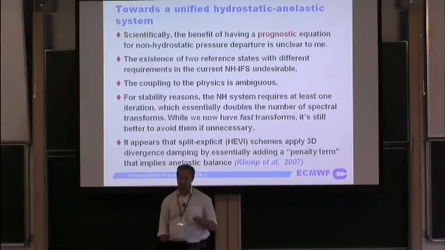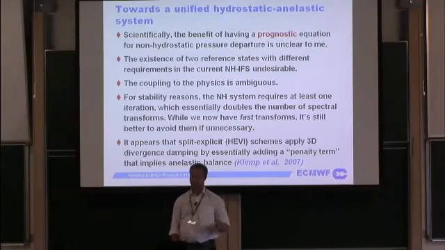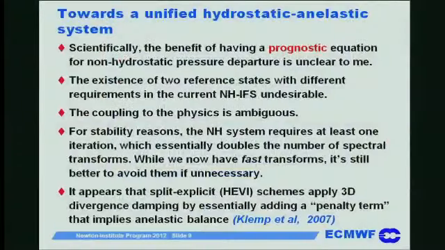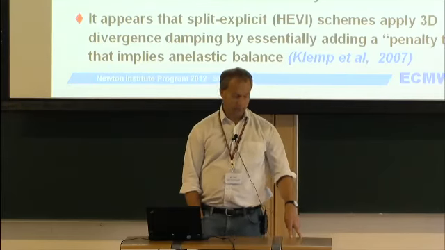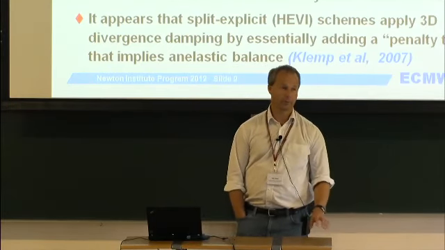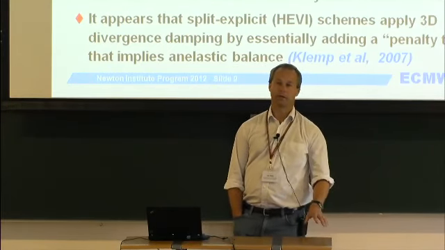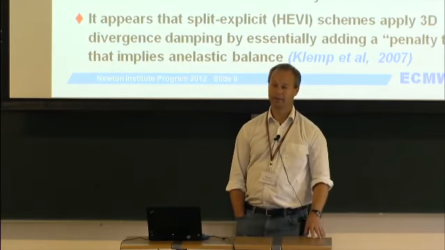Working towards a unified hydrostatic anelastic system, then scientifically, the benefit of having this prognostic extra equation for non-hydrostatic pressure departure is, at least to me, unclear. And there's another thing that in the current numerics is used to stabilize the system with respect to the existence of the vertically propagating acoustic waves, and that is that the system uses two reference states in the semi-implicit solution procedure. And one uses a reference temperature that's specifically designed for the gravity wave term, which has to be warmer than any exists, at least in a two-time level scheme.